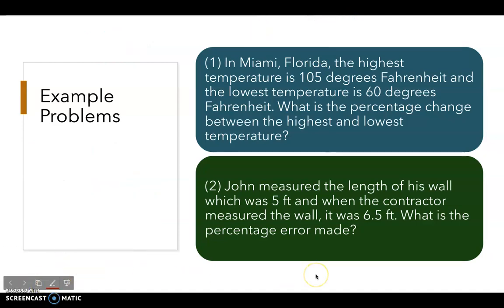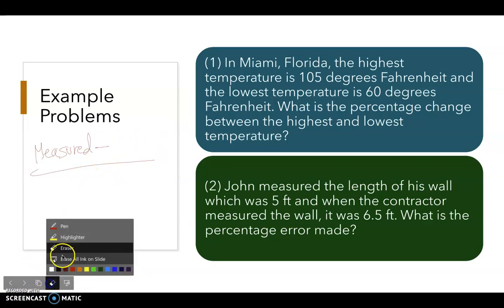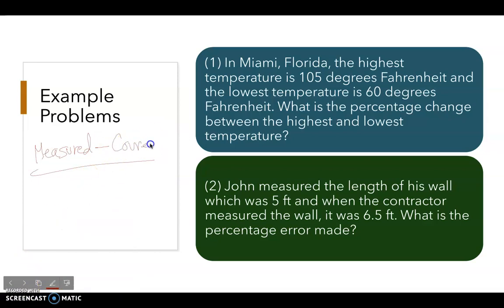It says John measured the length of his wall, which was 5 feet, and when the contractor measured the wall, it was 6.5 feet. What is the percentage error made? So, remember, it's going to be the measured value minus the original value divided by the original, not original. I was referring to the percentage change. Measured minus correct value, and this will be divided by the correct value times 100.